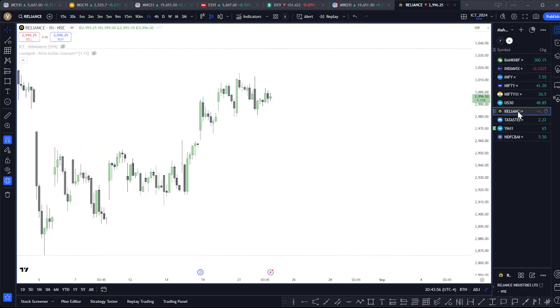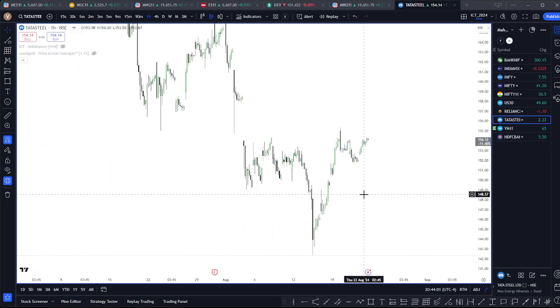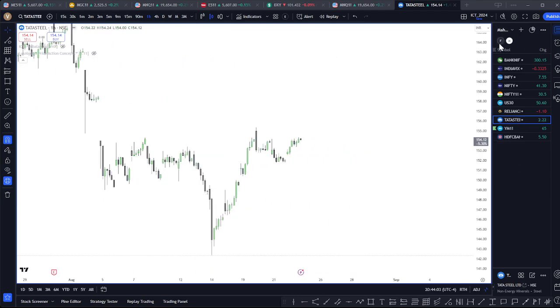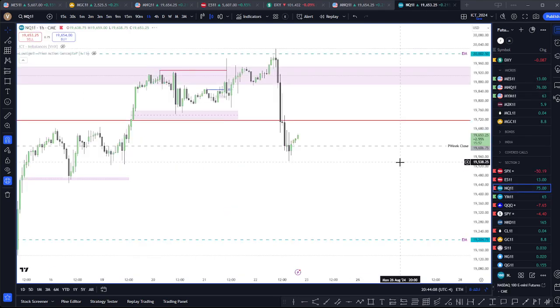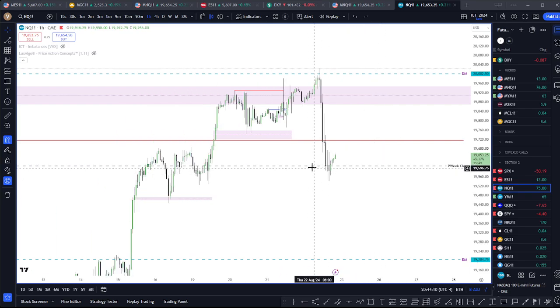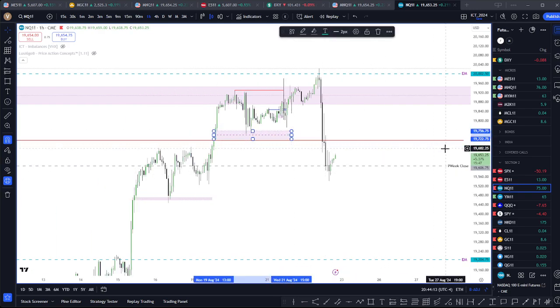I maybe just need help to mark the fair value gap in the chart. I can share my screen. Yeah, share it. Can you see the screen? Yeah, just hold on. We can share a tab right now.